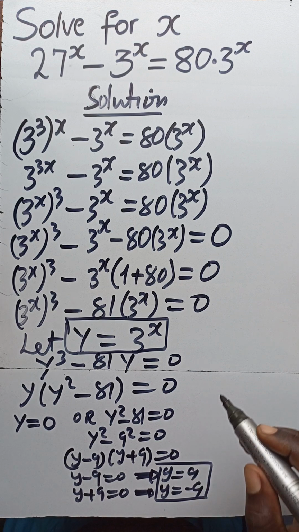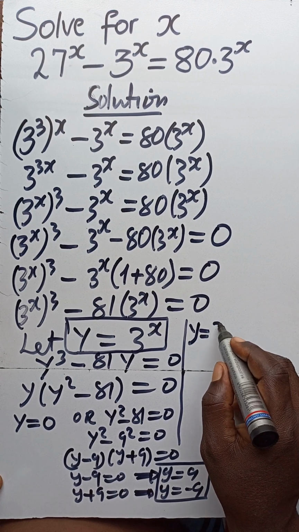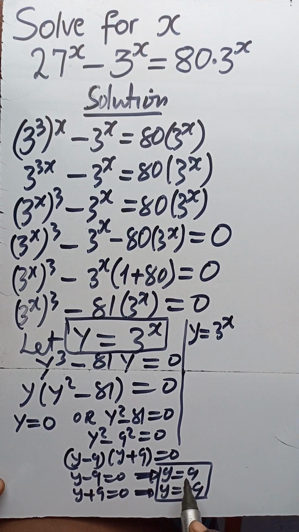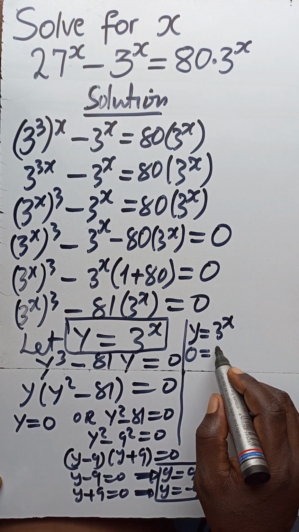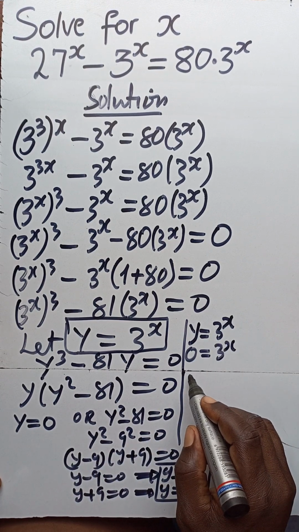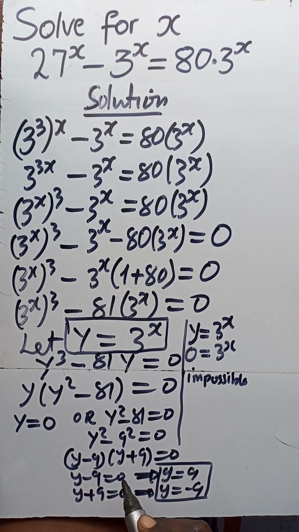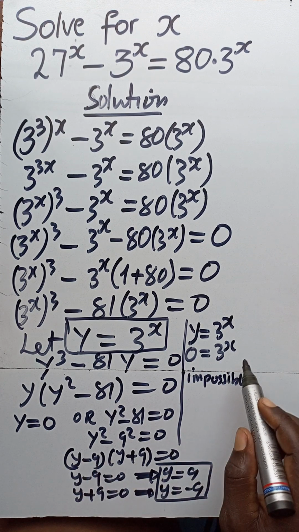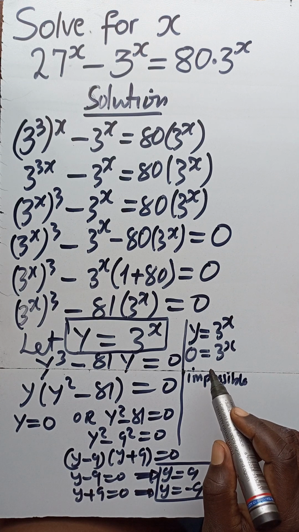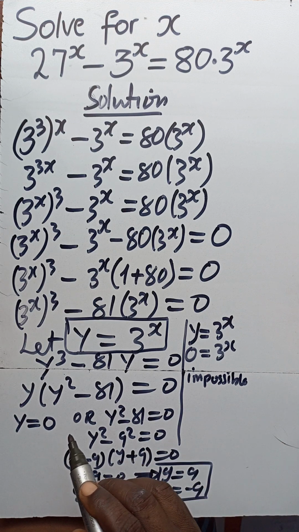This substitution that we made will help us find the values for x. Okay, so if we take the substitution, y equals 3 to the x, then we will solve each of these situations. First, we take y equals 0. If y equals 0, we have 0 equals 3 to the x, which is simply impossible. There is no index expression that will give us 0, no matter the nature of the power. Therefore, the result y equals 0 is rejected.